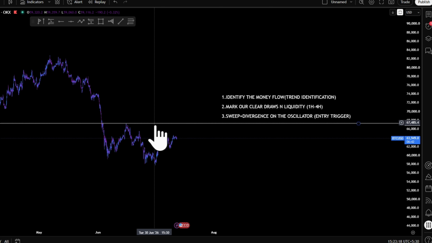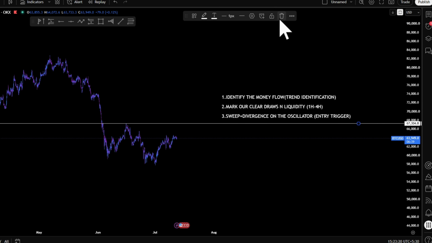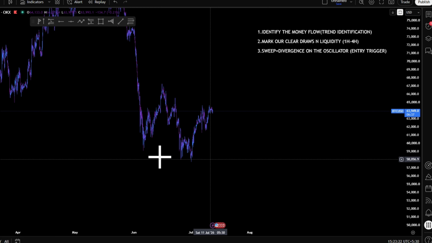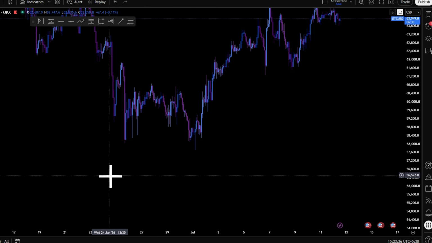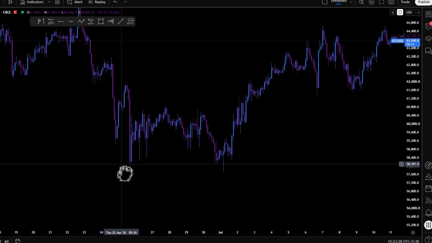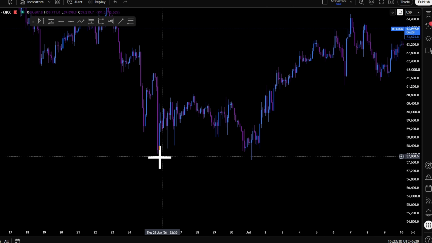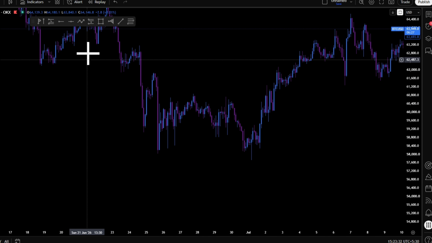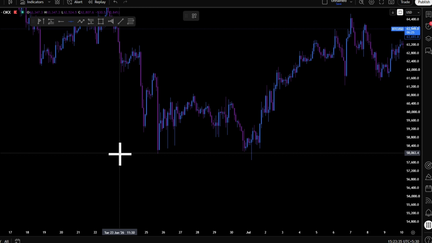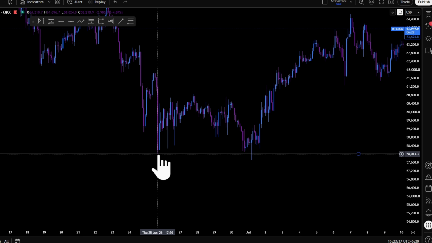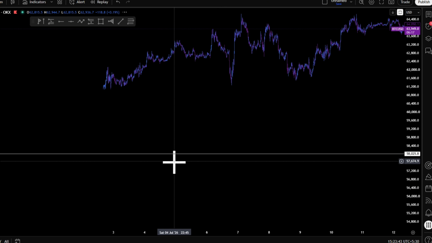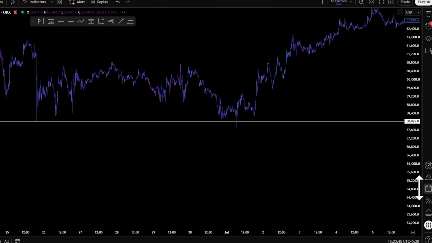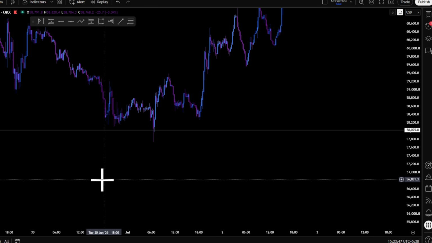Now let me show you a setup. This is the most important part. I'll help you identify a setup through the strategy. As you do see, we are on the higher time frame and this is a clear draw on liquidity. So we will simply mark it up, and boom, we have marked it up. Now I'm moving on to the 15-minute time frame. I like 15-minute, because higher the time frame, the more accurate the confirmation will be.